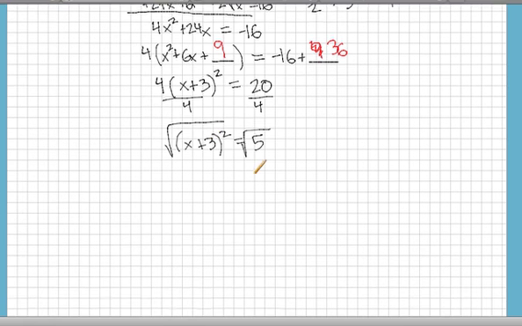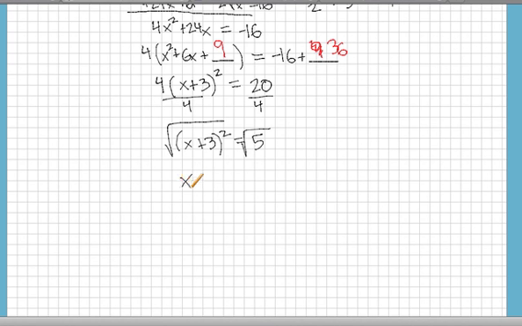So to get rid of the square, we square root both sides. So now we are going to be left with x plus 3 equals plus or minus square root of 5. Whenever you take the square root of both sides, you have to write plus or minus in front of one of the terms. And then we just subtract 3 from both sides, and we get negative 3 plus or minus root 5. And there is our answer.